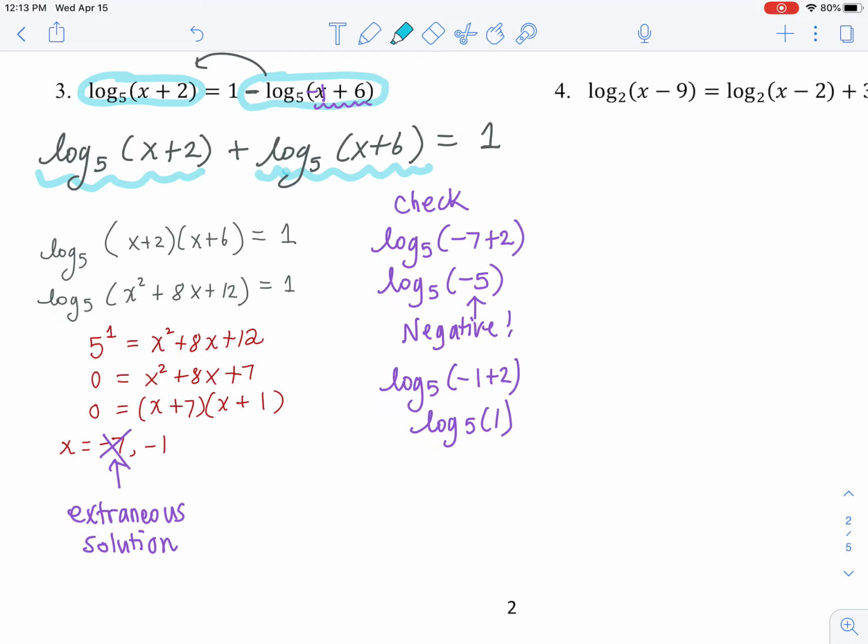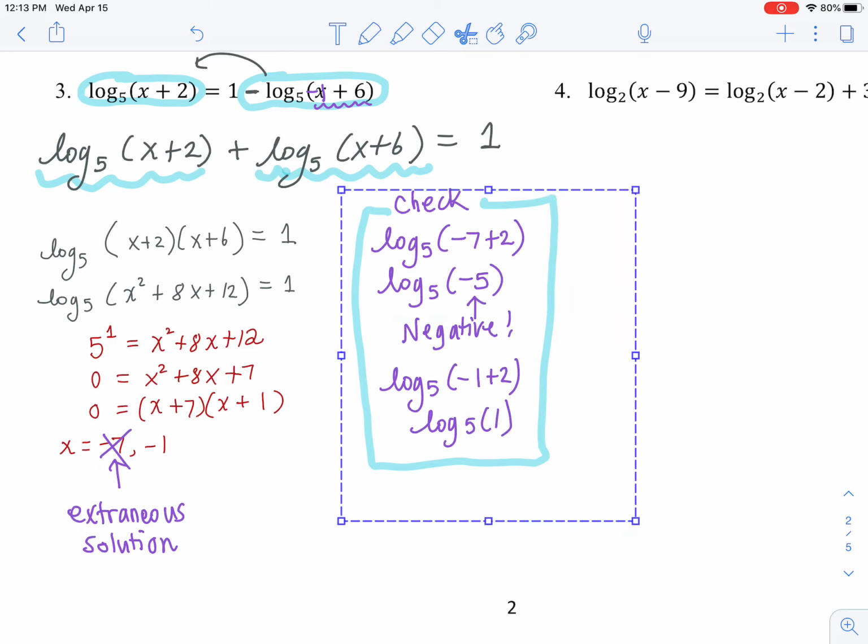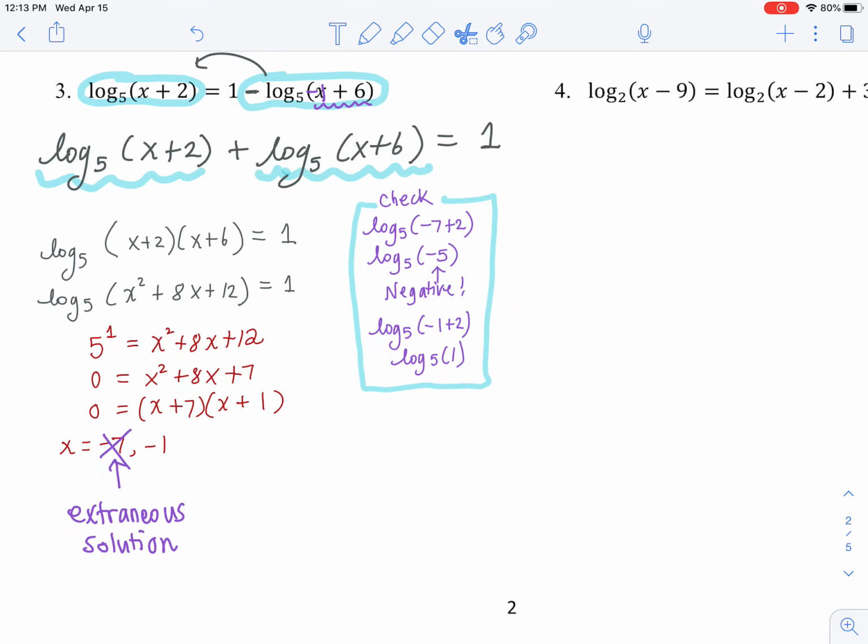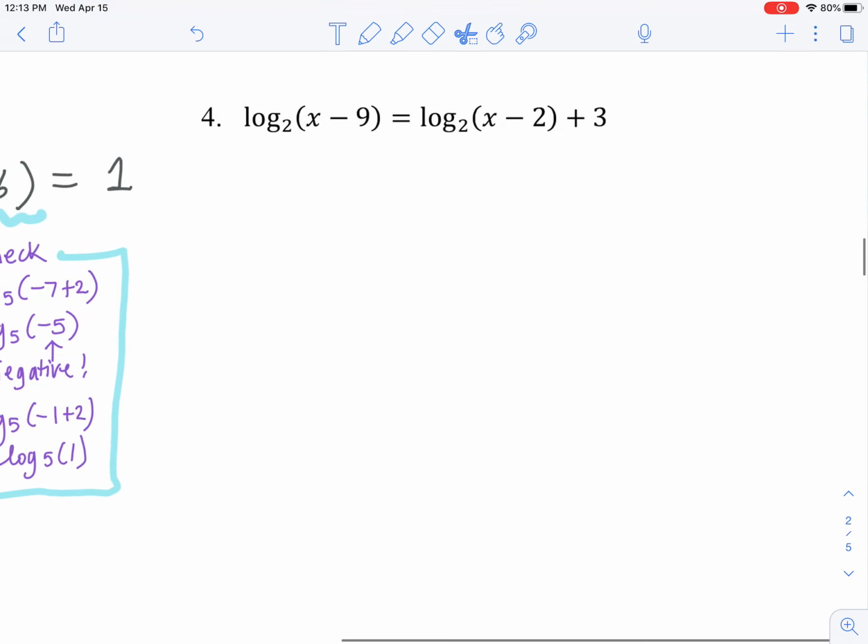So now, checking part really. The reason that I'm doing checking is because I want to make sure that the solution is in the domain of these logarithmic functions. But it's also a good idea to check the solution just to see if the left side really equals the right side. I need you to check your solutions, okay? So one more, and then I think you're ready to try some of these log problems on your own, okay?